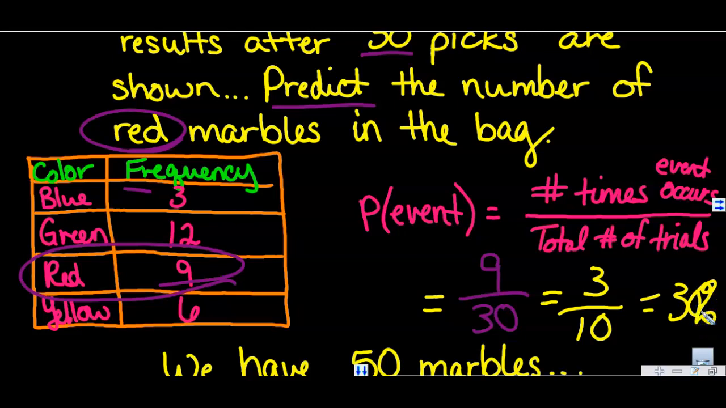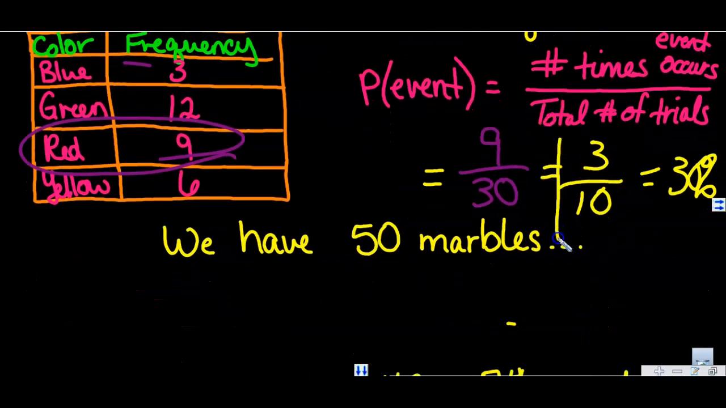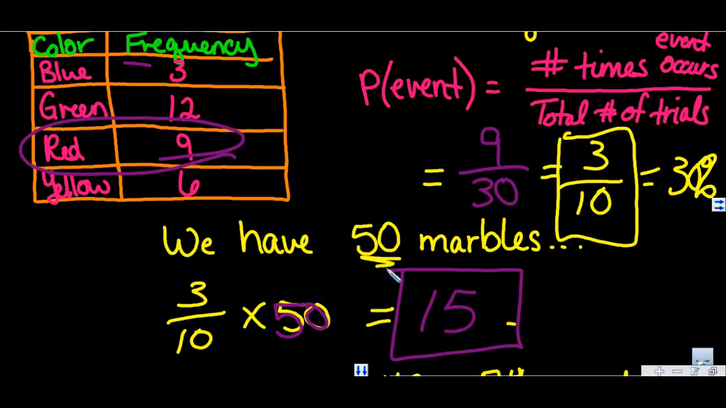But now we have 50 marbles in the bag. We know we have 50 marbles. So can we guess how many red marbles there are? And the answer is yeah, sure, why not? Our probability says that 3 out of every 10 marbles are probably red. So if 3 out of every 10 marbles are red, and there are 50, we're going to multiply that by 50. We get our prediction of 15 red marbles.